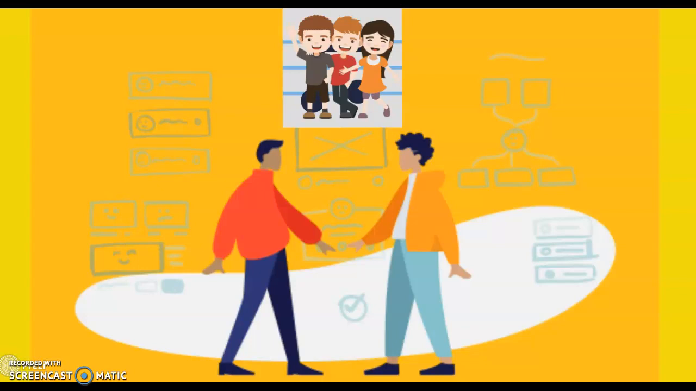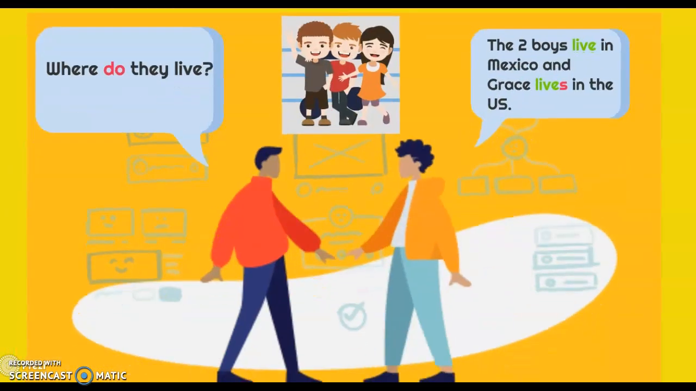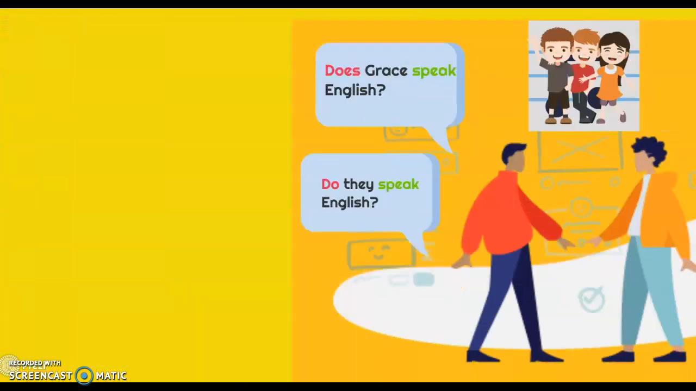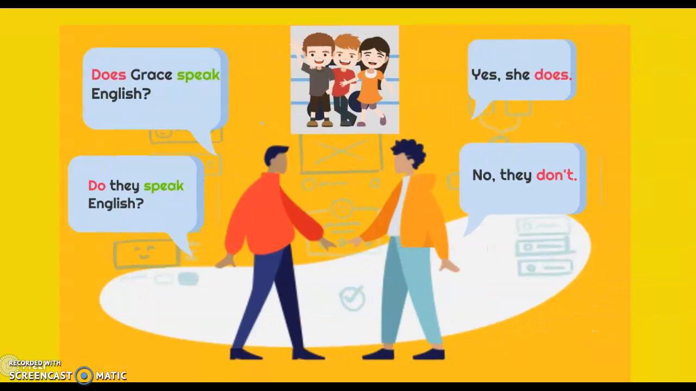Mark and Nate meet and one of them starts asking questions about a picture on the wall. Who are the people in the picture? They are my cousins. Where do they live? The two boys live in Mexico and Grace lives in the US. Does Grace speak English? Yes, she does. Do they speak English? No, they don't.